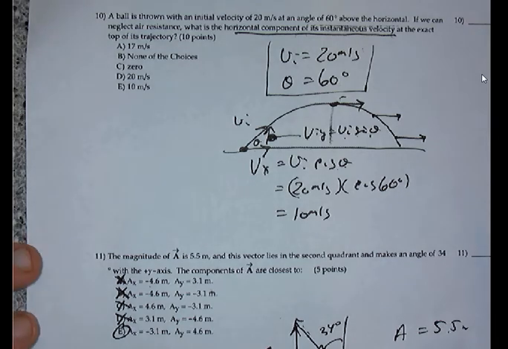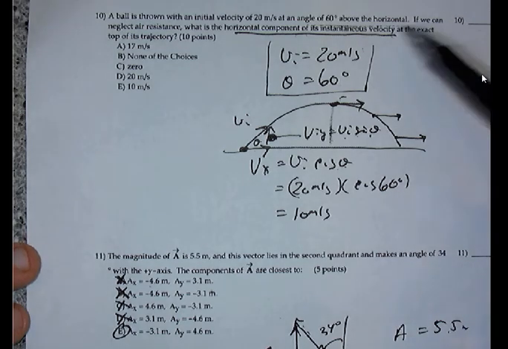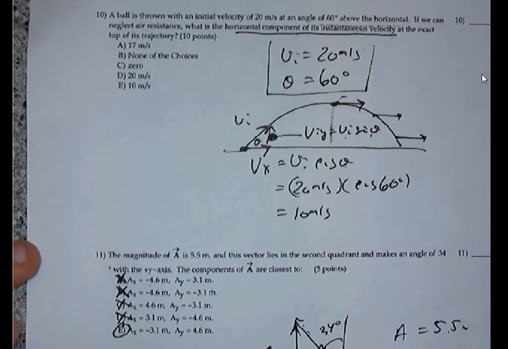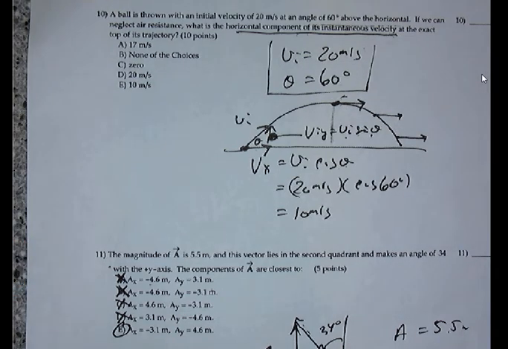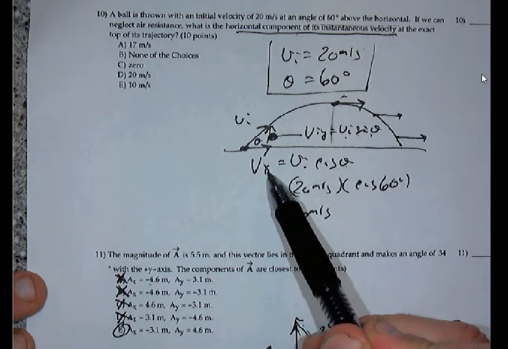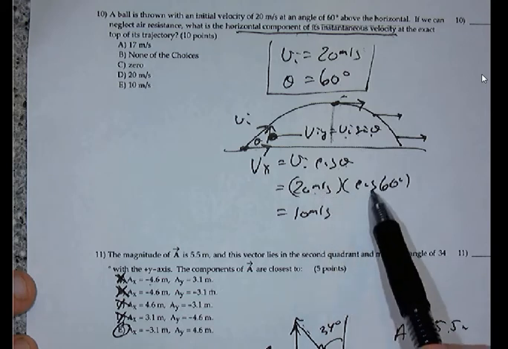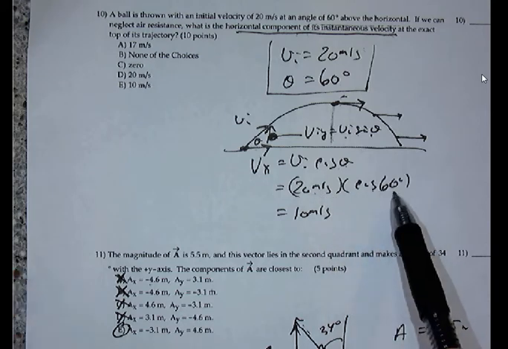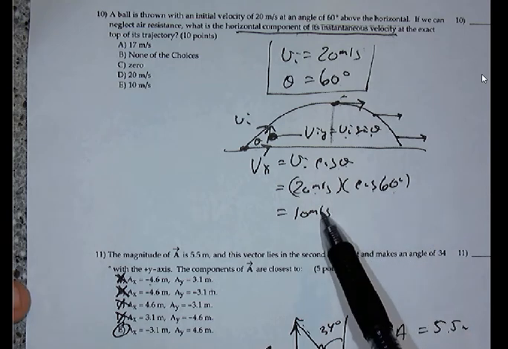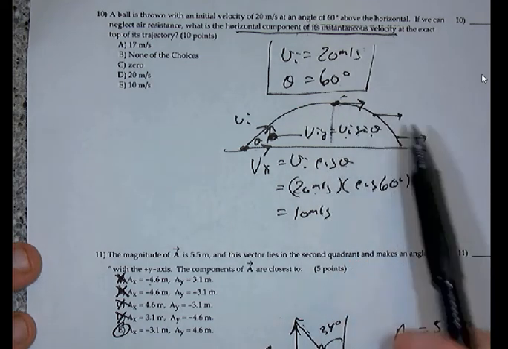Luckily for this one, they're just asking us, what's the horizontal component at the highest point? Well, it doesn't even matter that they say the highest point. It's the same the whole time. So let's figure out the x velocity. X velocity, initial, cosine theta, so 20 cosine of 60, which is the same as the sine of 30, so it should come out to be 10. So that's the x velocity at the highest point.